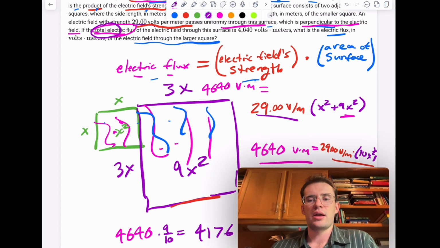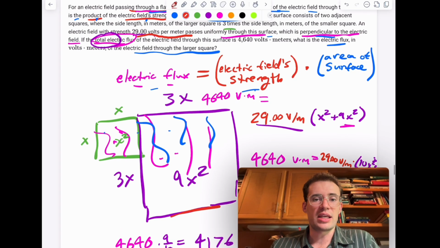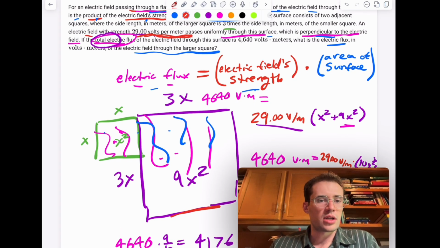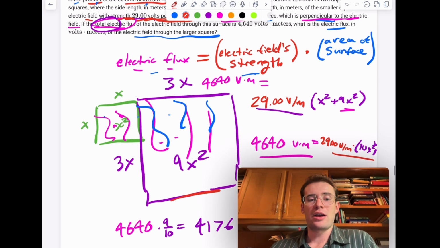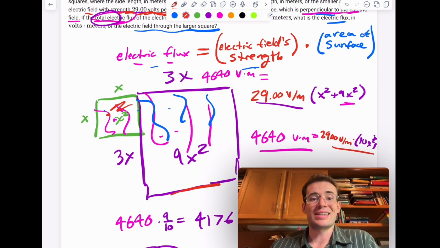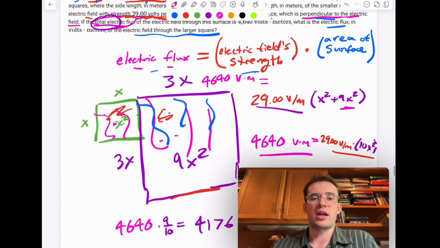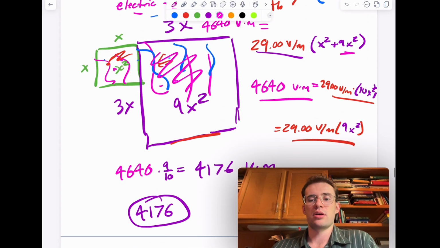And that means you're multiplying this electric field strength, the value they gave you here in volts per meter, by the area of the surface. They said total, so it's going to be the area of this and the area of this. And then ultimately, we want to find the electric flux when you're just using this area.